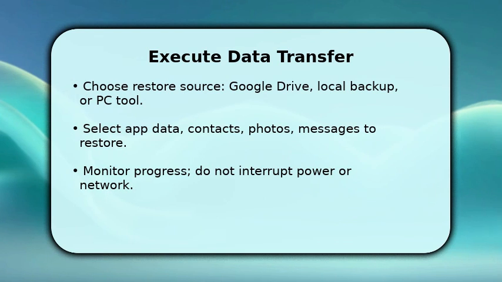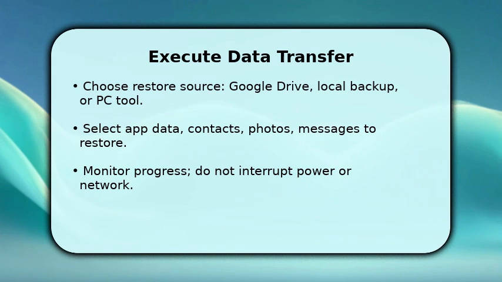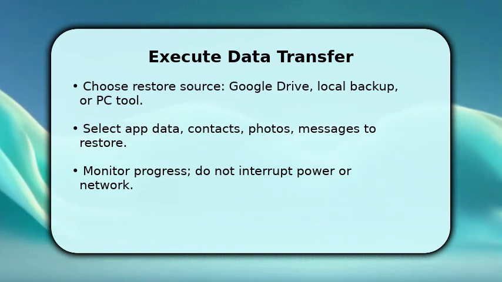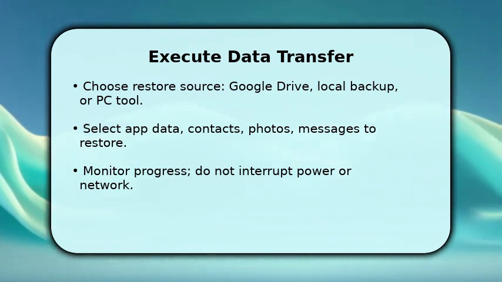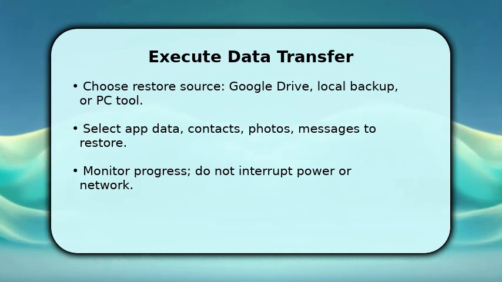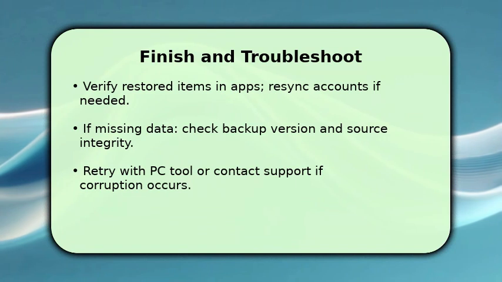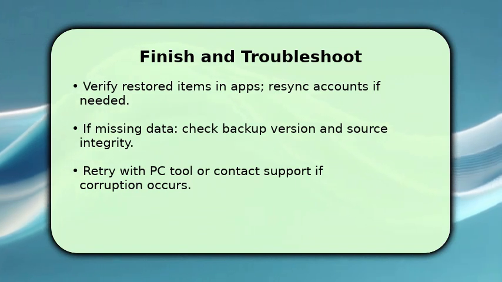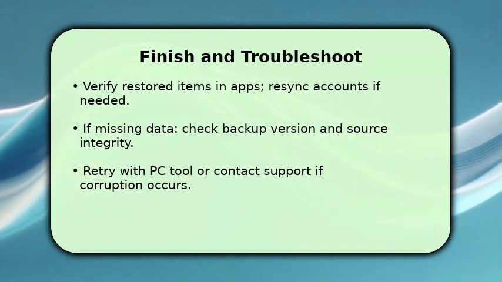Connect and authenticate as prompted. Allow app permissions when requested. Make sure you monitor the progress indicator and keep the device plugged in and on Wi-Fi so the transfer completes without corruption or timeout. Finish by opening key apps and checking that contacts, messages, photos, and app settings are present.